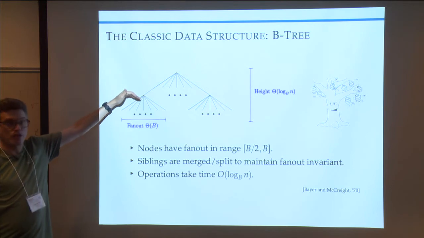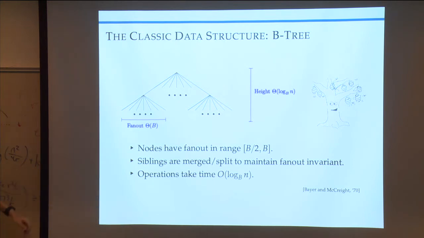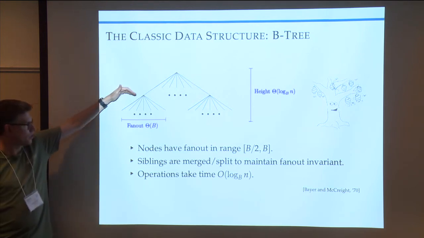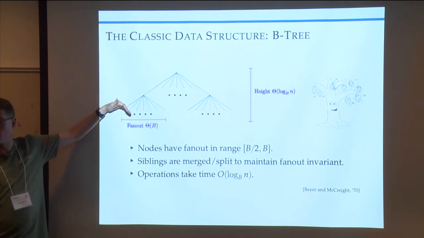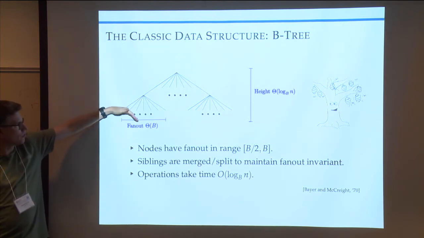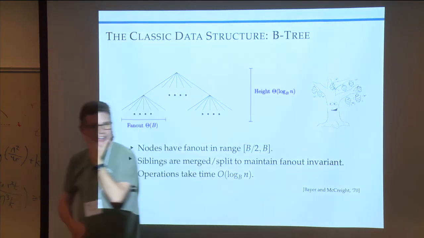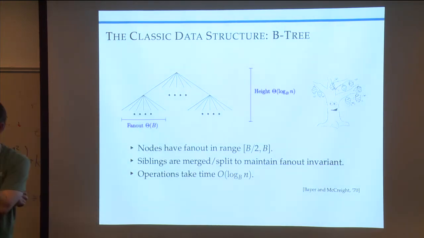Dictionaries are extremely interesting in external memory. And the classic dictionary for external memory is called the B tree. I'll just give an explanation of the B tree. This is an old cartoon of a B tree, which at the last moment I put in my talk.